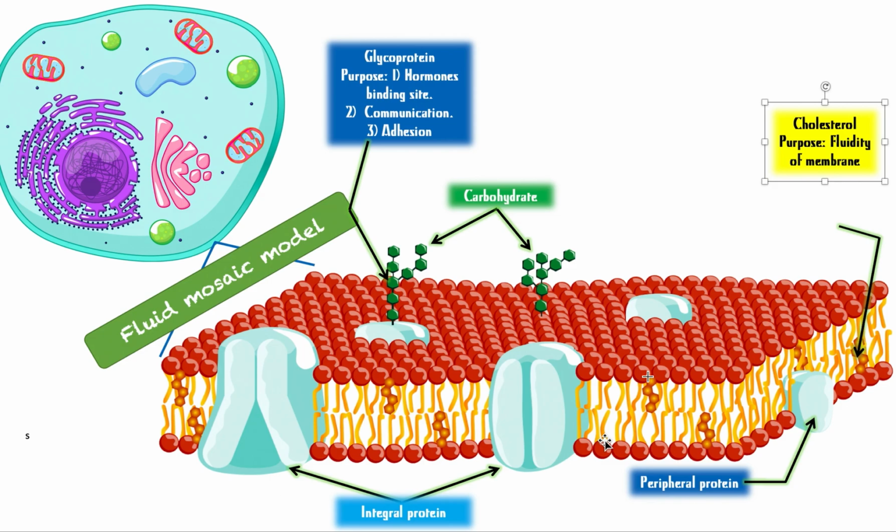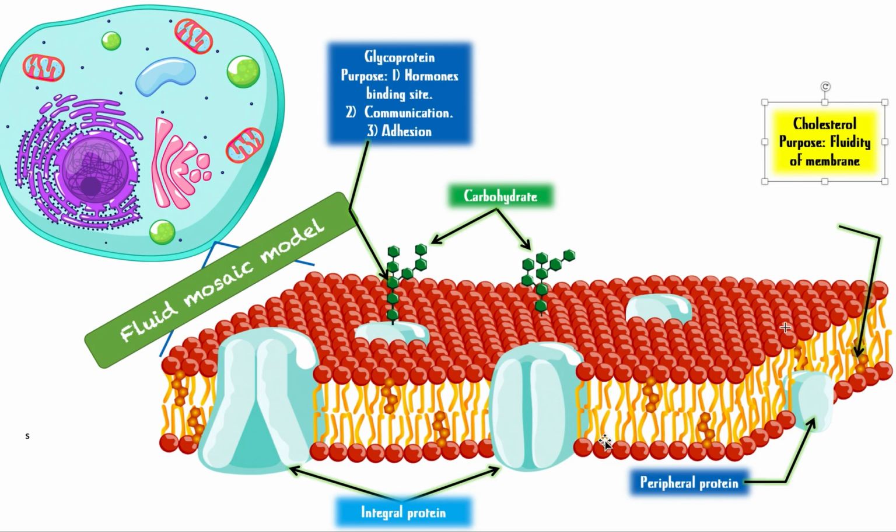But at the same time, sometimes these phospholipids bind so tightly together that the membrane becomes too rigid, in which case the cholesterol helps to separate them. It's like breaking up a fight. In that way, it makes the membrane more fluid. So overall, cholesterol can both reduce fluidity or increase fluidity, depending on the scenario.